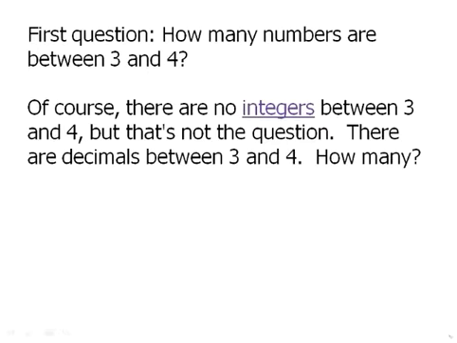There are decimals between 3 and 4. How many of them? Well, of course, the answer is infinity. There's an infinite number of decimals between any two integers. So that's mind-blowing fact number one.